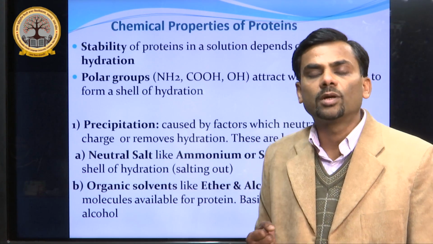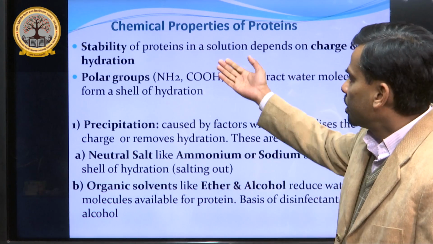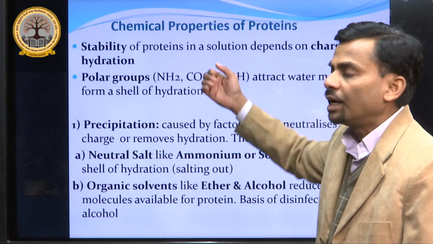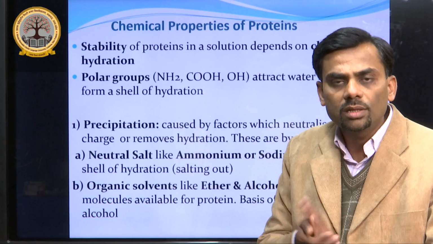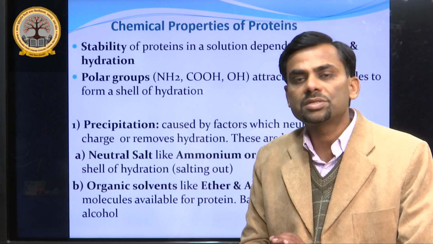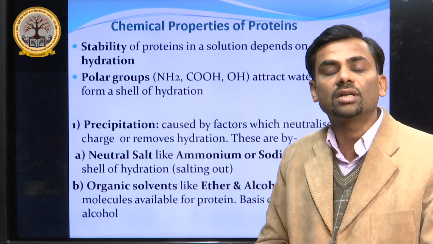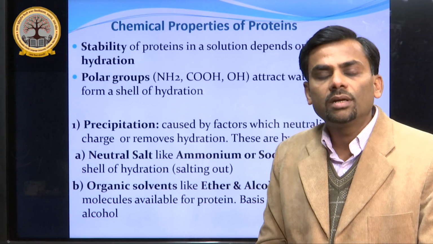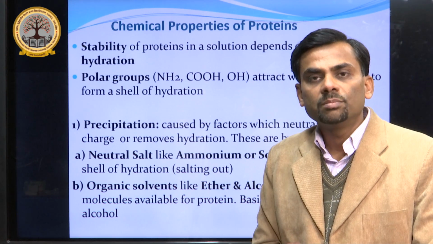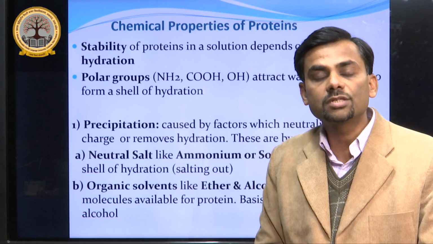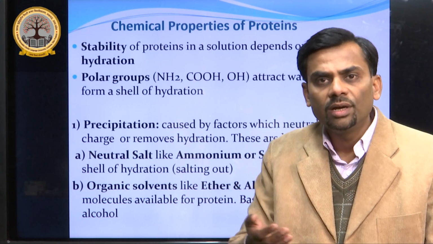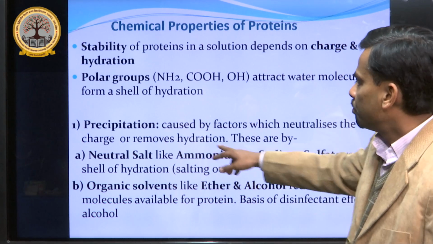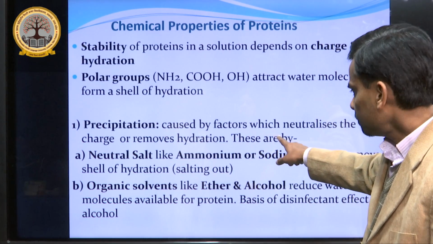Now coming to the chemical properties of proteins, it is the stability of proteins, which is governed by charge and hydration. How is a protein stable in a solution? It is on the basis of charge and hydration. If that charge and hydration is damaged or broken, it will lead to insolubility, that is precipitation of that protein. So there are various factors which modify the charge and hydration of protein. These are described here: precipitation by different factors.